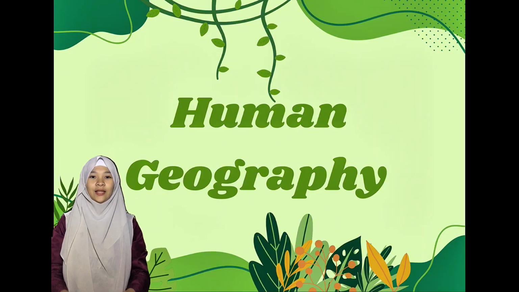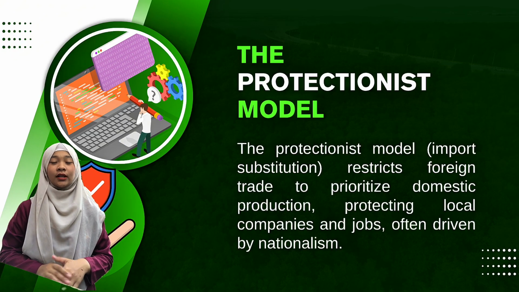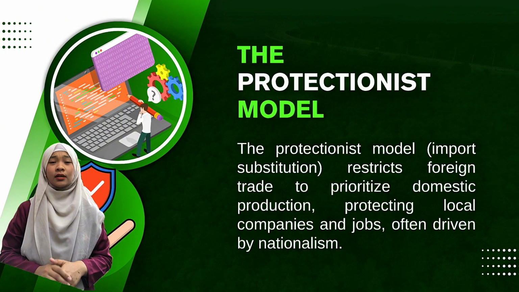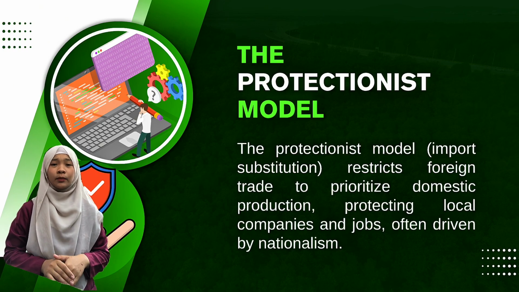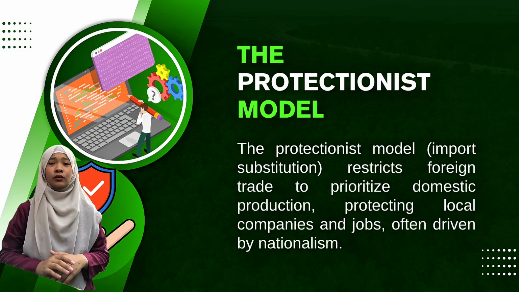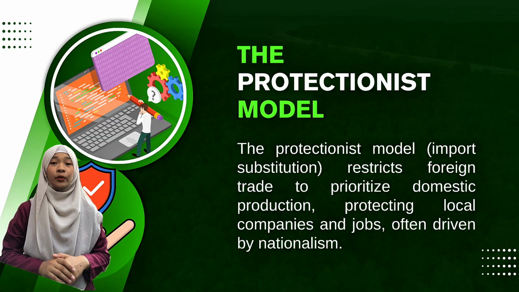So let's proceed. The protectionist model is an economic strategy where a country tries to depend more on its own products and industries instead of importing goods from other countries. It is also called import substitution because the country replaces imported products with locally made ones. The main goal of protectionism is to protect local businesses and workers from foreign competition. Governments do this by limiting imports through taxes, restrictions, or bans.